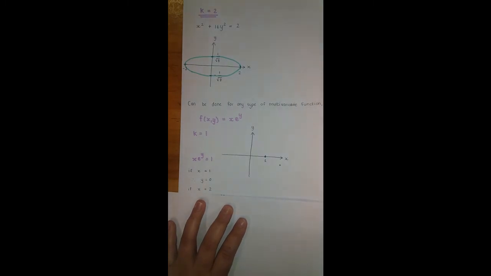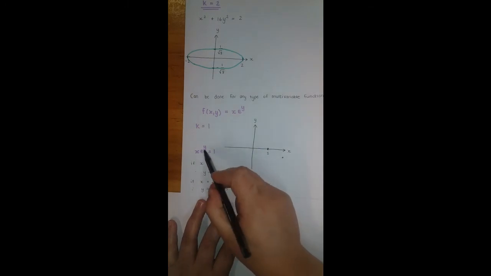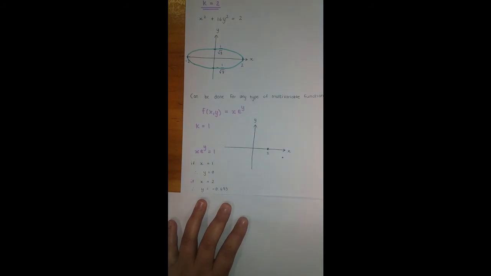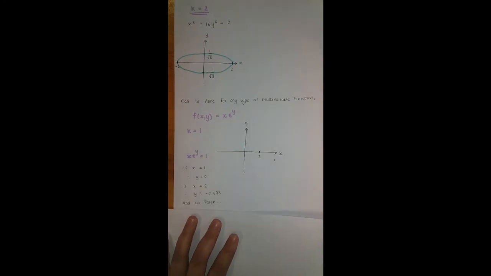And then what would y be if x is equal to 2? So then you just fill that in, x is equal to 2, you take it over, and then you'll find that y is equal to ln of a half. Or if you could use a calculator, which in this case, unfortunately, you can't, you would find that it's negative 0.693, so that's the next dot, and so forth. You get the idea.